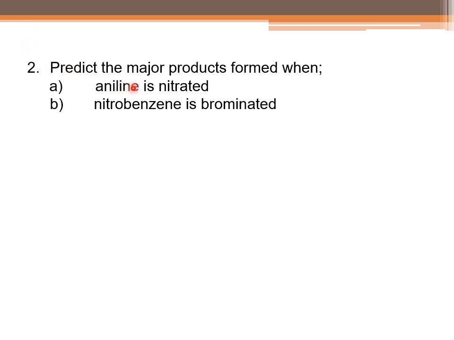Number 2, predict the major product formed when aniline is nitrated. Okay, write the whole equation. Nitrobenzene is brominated. So where would the incoming products be?